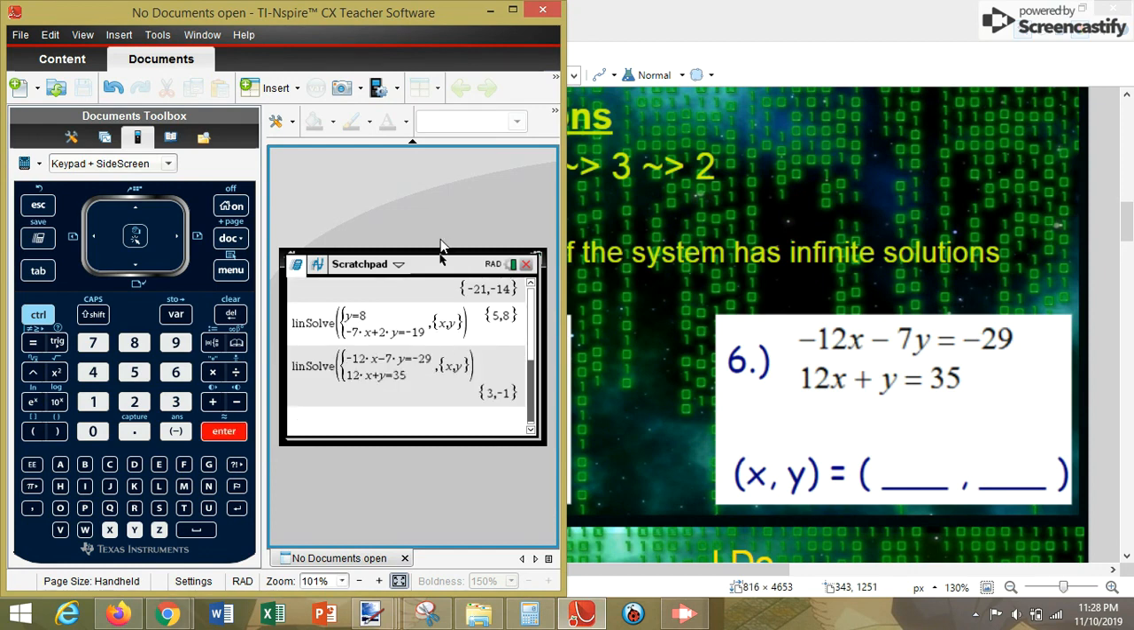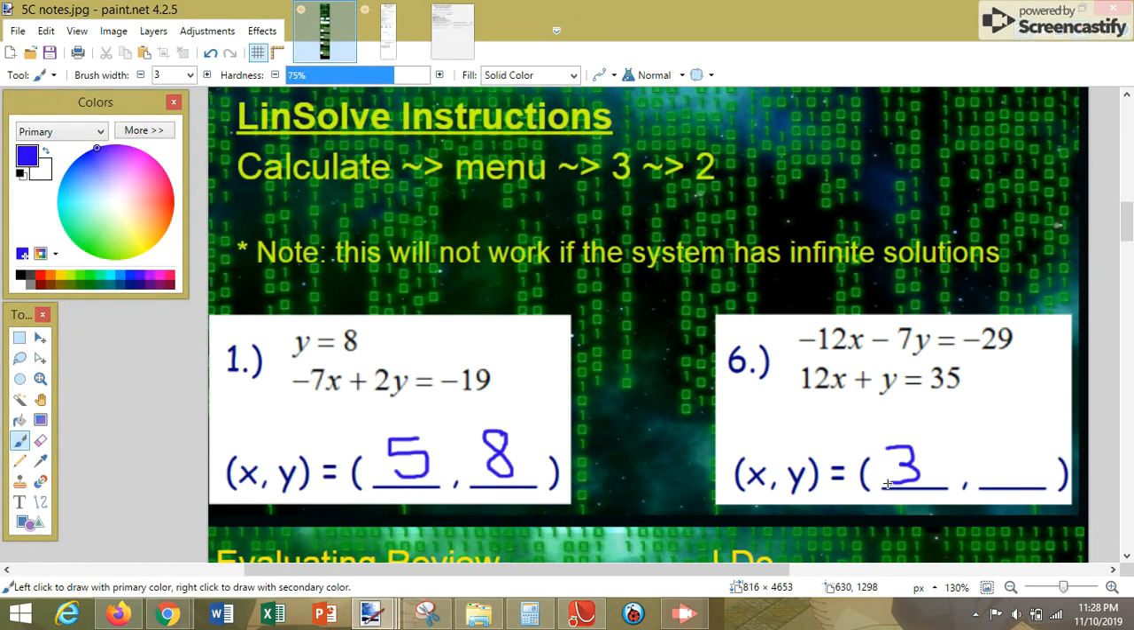Your solution is 3, negative 1. So your intersection is 3, negative 1. So that's how you would find it in the calculator. Now to find it by hand, in this case, substitution would be easiest. And for this one, elimination would be easiest. We'll talk about those in just a few minutes.